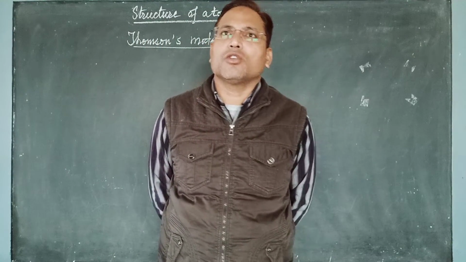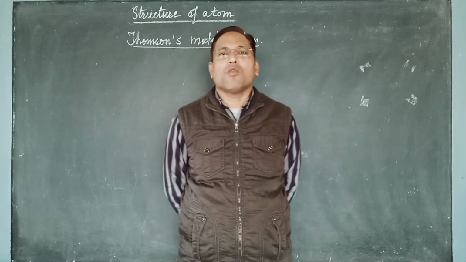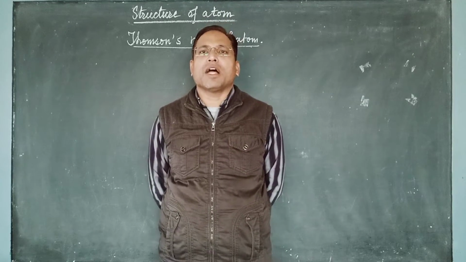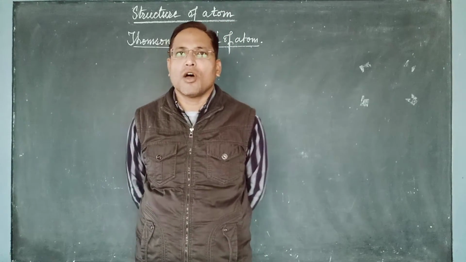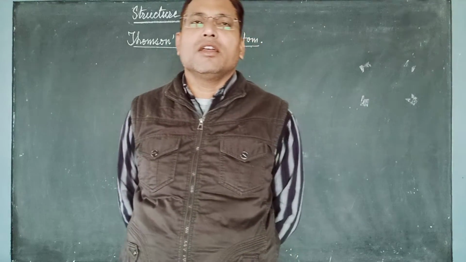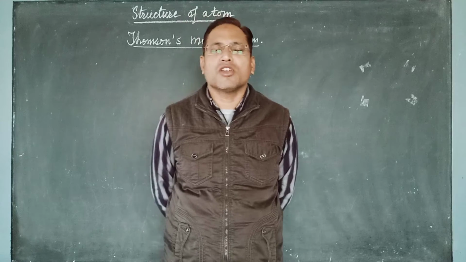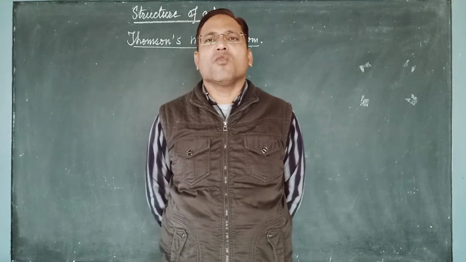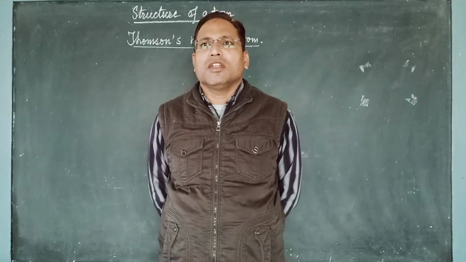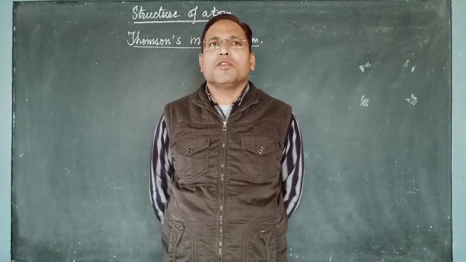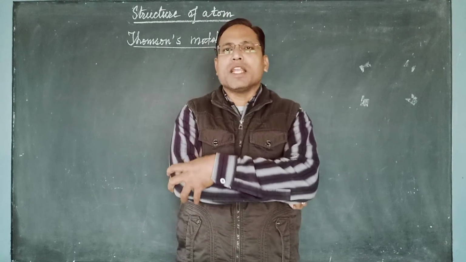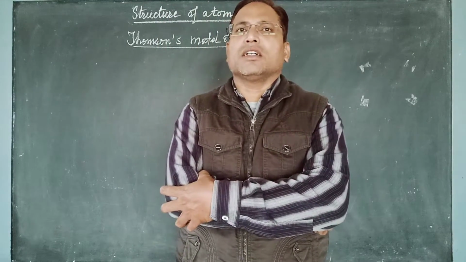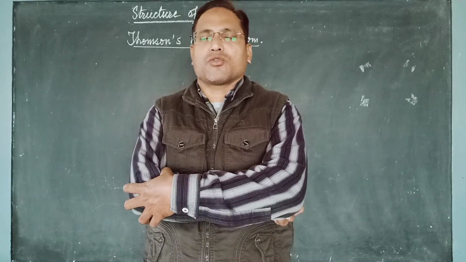What did he say? He said that an atom is like a watermelon, where the positive part is the red part of the watermelon and the negative part, the electrons, are the seeds of the watermelon, dispersed here and there, that means not in a uniform way. We can see that the seeds can be found anywhere. In the same way, the red part shows the positive part of the atom and the seeds represent the electrons.